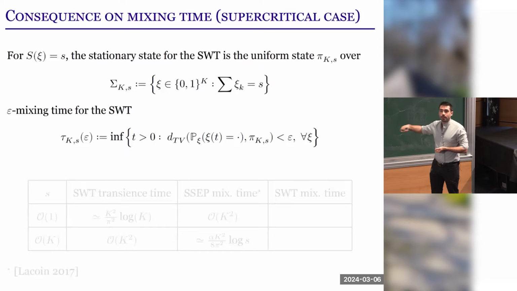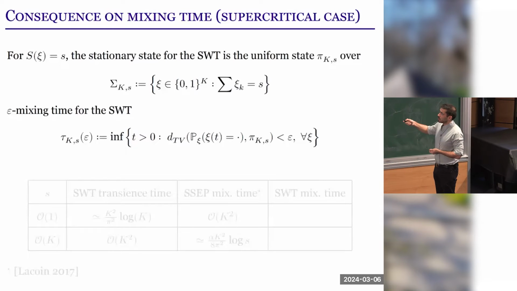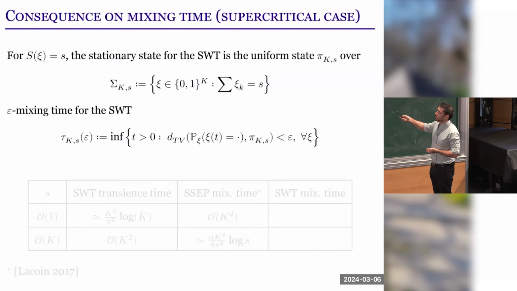Okay, and in the same way that I define the transience probability and the transience time, you can define the mixing time, which is just the smallest time t such that the total variation distance between the distribution at time t and the stationary state is less than epsilon.